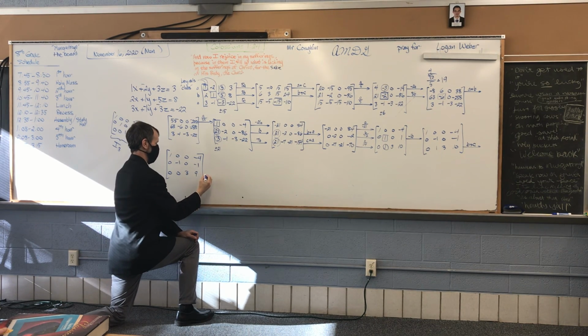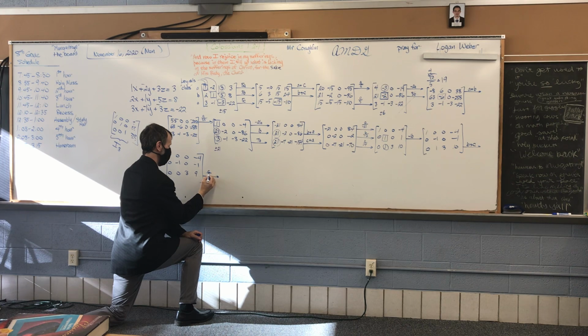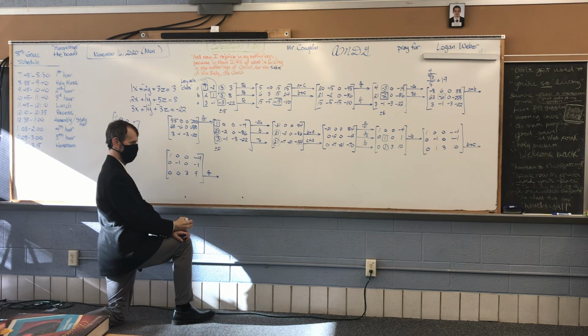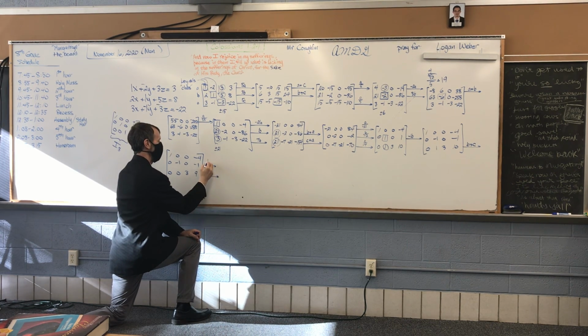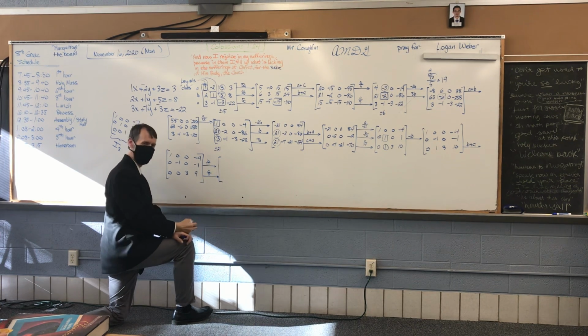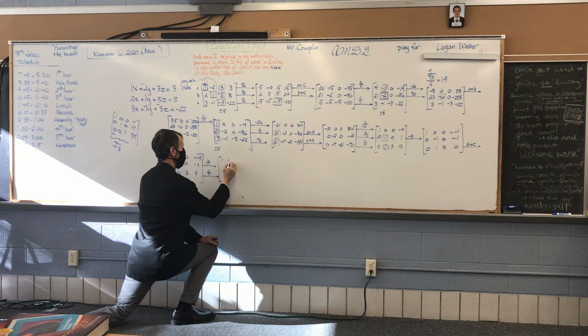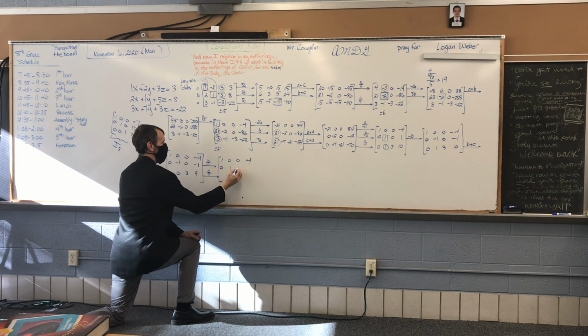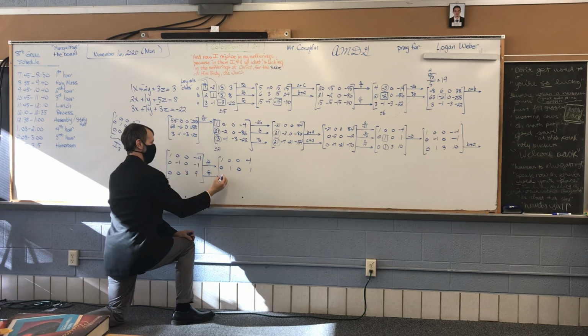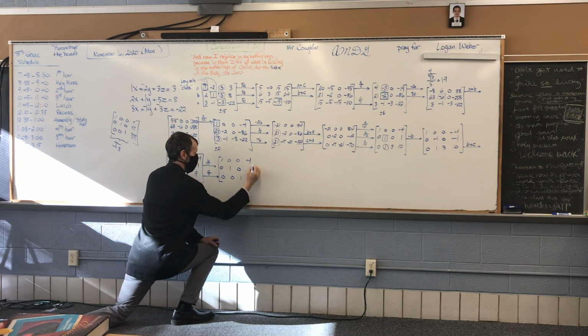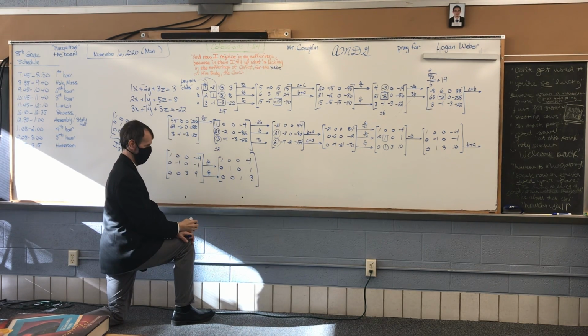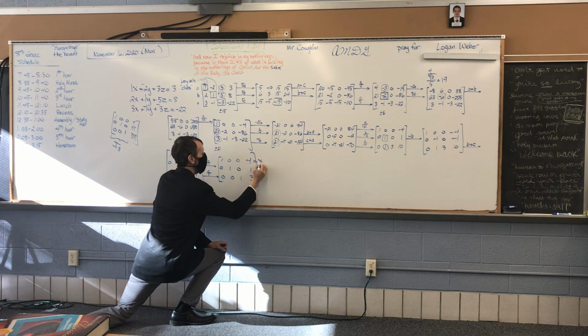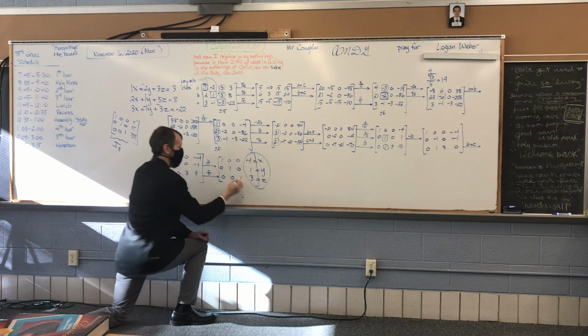The bottom row by 3. Definitely. Anything else? The middle row by negative 1. Yes. The middle row by negative 1. So it's 1, 0, 0, 4. Keep going. 0, 1, 0, 1. Good. And 0, 0, 1, 3. What's your final answer? X is 4. Y is 1, and Z is 3. You're done. Ta-da.